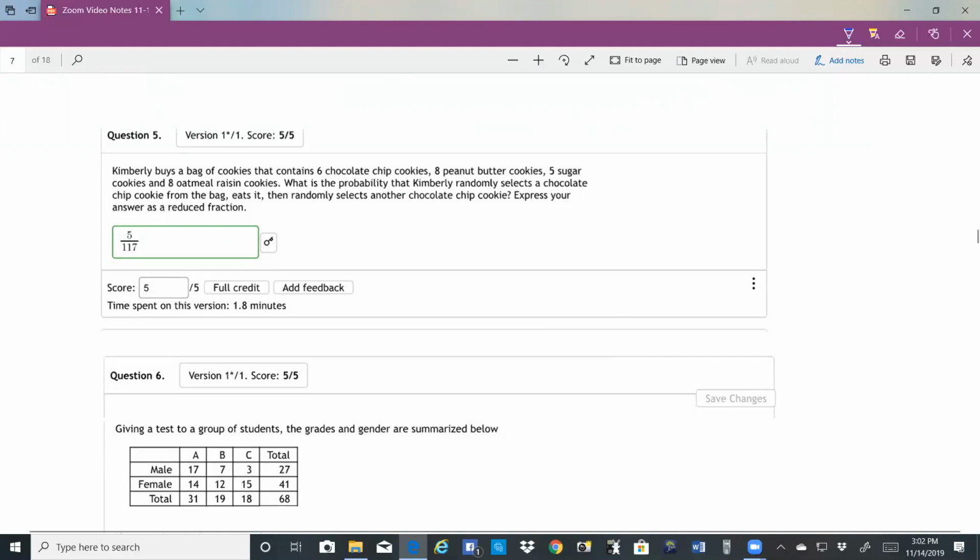Now, Kimberly owns or buys a bag of cookies. It has 6 chocolate chip cookies, 8 peanut butter, 5 sugar cookies, and 8 oatmeal cookies. What is the probability that if she randomly selects a chocolate chip cookie from the bag, eats it, then randomly selects another chocolate chip cookie?